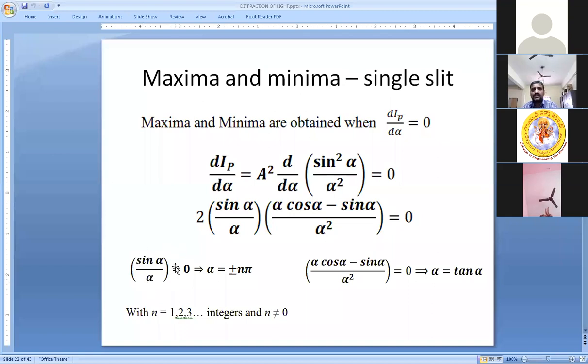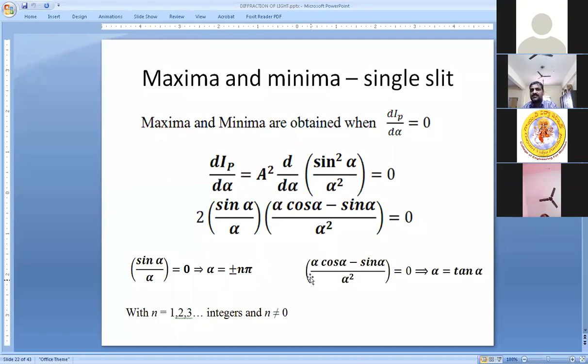So here I took the first one, sin alpha by alpha equal to 0. Anyway, alpha cannot be 0 because the denominator 0 cannot give you 0. The only possibility is sin alpha vanishing to 0. So sin alpha 0, you know the general solution for sin, it is alpha equal to plus or minus n pi, right? So alpha equal to plus or minus n pi is one possibility of alpha values.